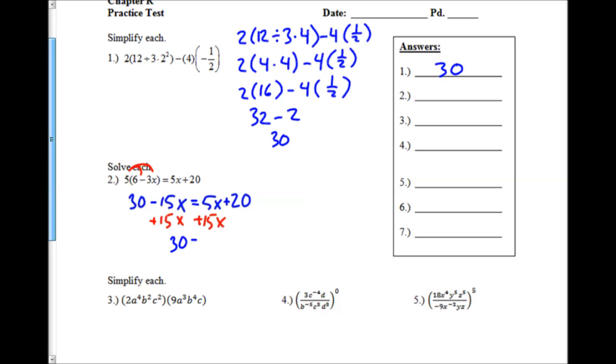So now I'll have 30 equals 20x plus 20. I'm going to subtract the 20 from each side. And when I do that, I'll end up with the 20x being set equal to a 10. Now I divide each side by the 20. And really, this gives me a fraction, 10 over 20, which is 1/2.